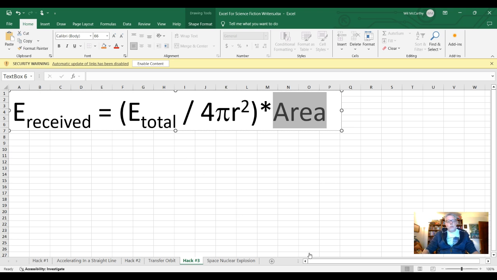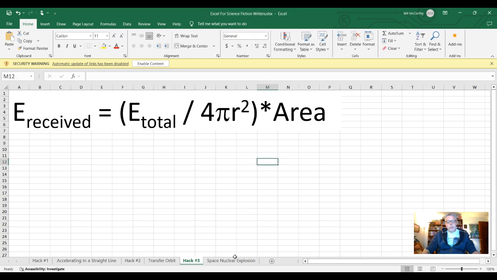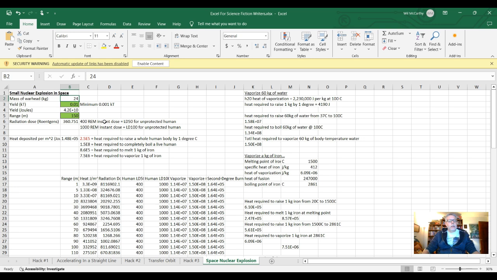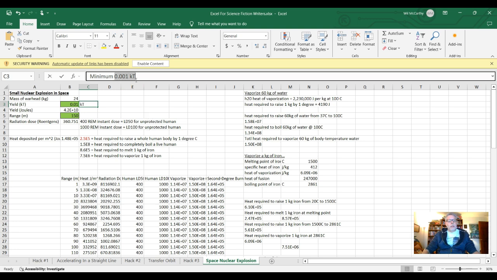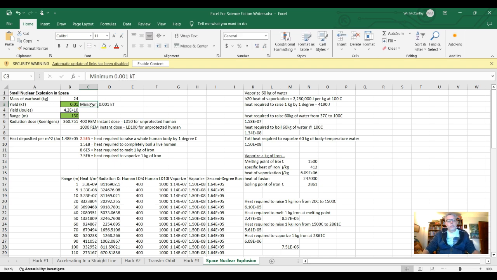We can use it to calculate different features of our explosions. So let's look at what that looks like. According to my research, we're going to use a backpack nuke, and apparently these can be as light as 24 kilograms, so not a heavy bomb. The minimum yield that you can have and still have it be a nuclear explosion is about 0.001 kilotons, equivalent to about 1 ton of TNT. That's very small for a nuclear explosion, but still not anything you'd want to be close to.